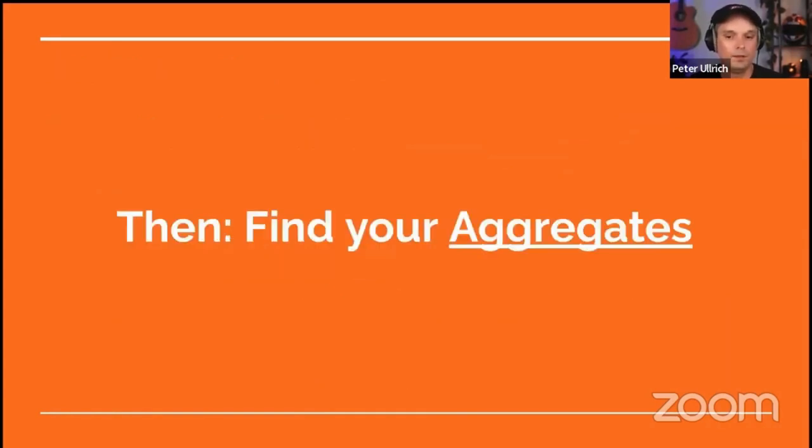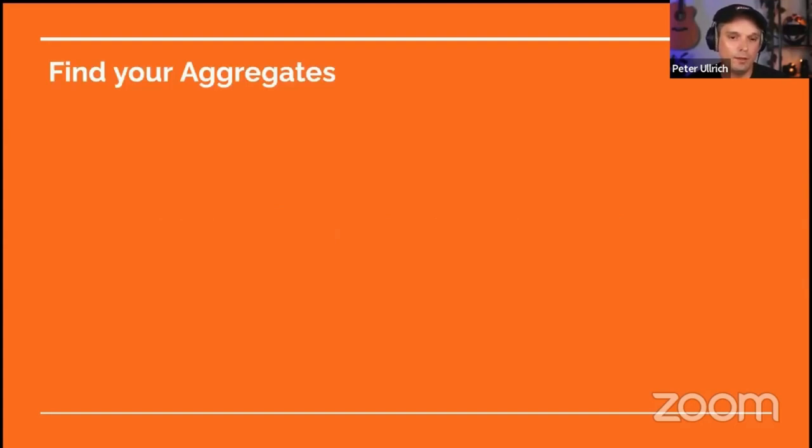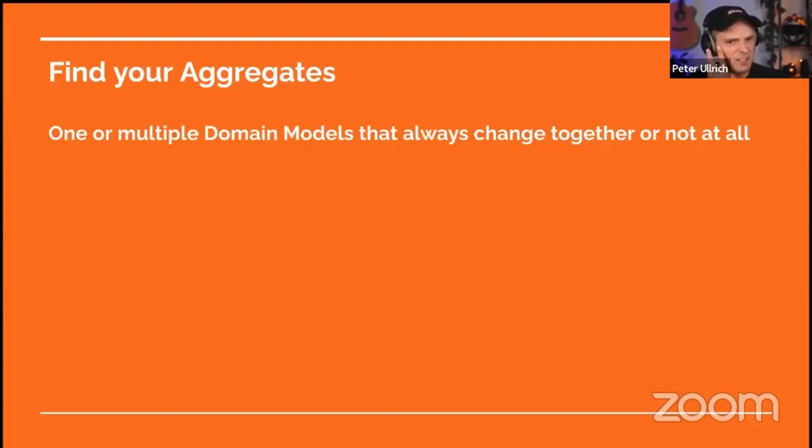Okay. Now, after you find your domain models, you have to find your aggregates. Aggregates are something a little complex, and I haven't really used them a lot. You will see later why. But in general, they are consistency boundaries around multiple domain models. That means that within an aggregate, one or multiple domain models always change together or not at all. Like if you have a delivery and the delivery has a package, or maybe what's a good example?